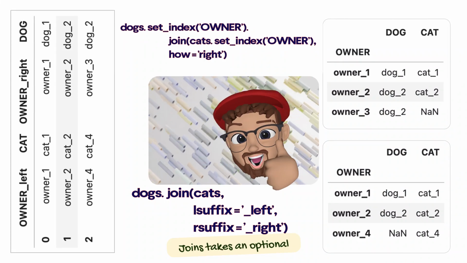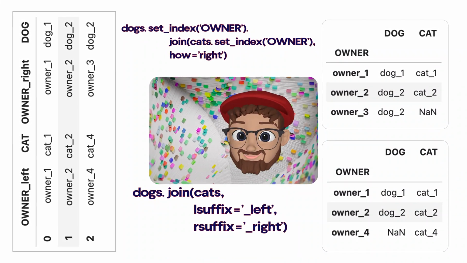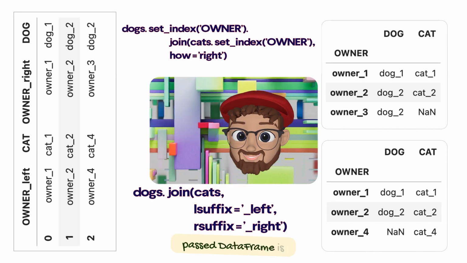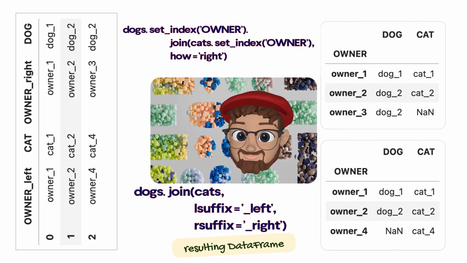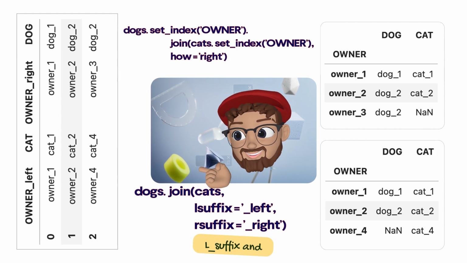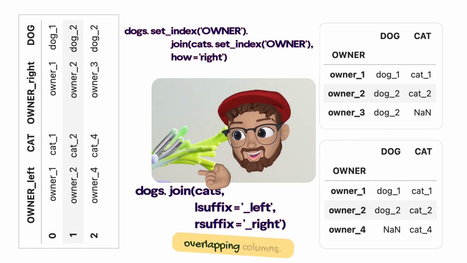Join takes an optional on argument, which may be a column or multiple column names, which specifies that the passed data frame is to be aligned on that column in the resulting data frame. lsuffix and rsuffix are the parameters that add a suffix to left and right overlapping columns.